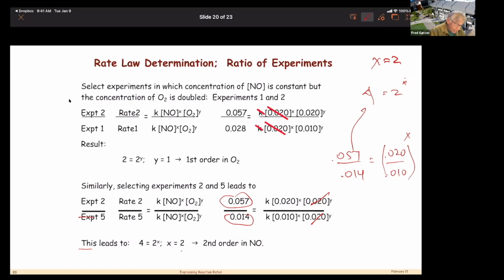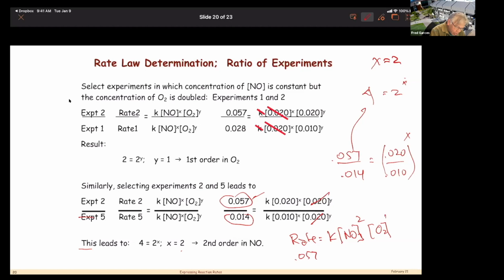So we can write a rate law. We can say that the rate is equal to K NO to the second, O2 to the first. Now, how do we calculate K? Well, the way we calculate K is we pick any experiment. Let's pick experiment number 2. We know what the rate is for experiment number 2, 0.057.